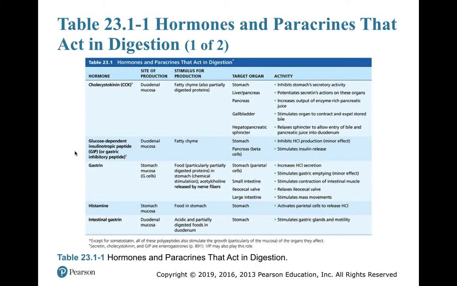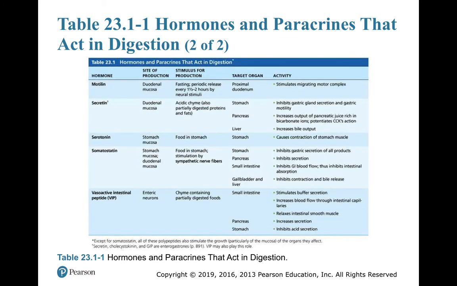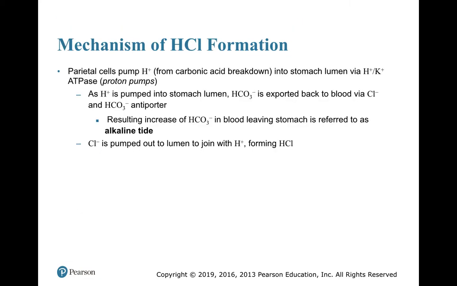CCK, glucose-dependent insulinotropic peptide, commonly called gastric inhibitory peptide, gastrin, histamine, intestinal gastrin, motilin, secretin, serotonin, somatostatin, and vasoactive intestinal peptide. So how do we make hydrochloric acid in the stomach?